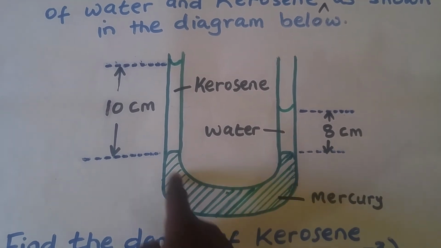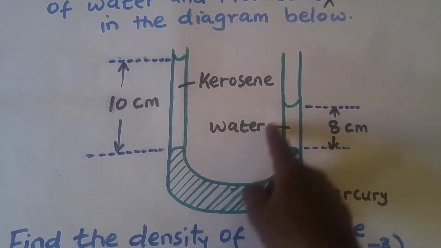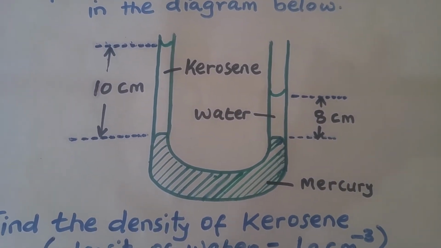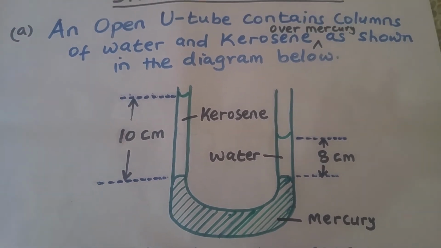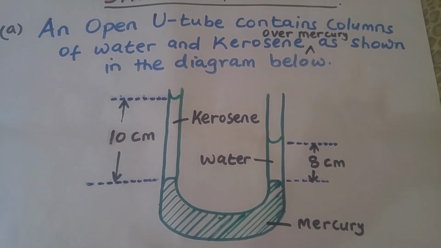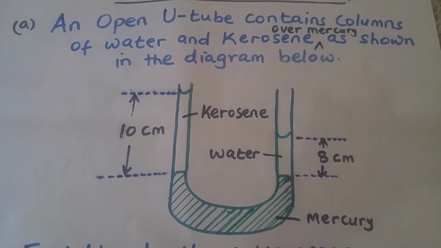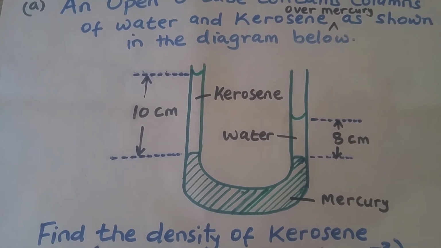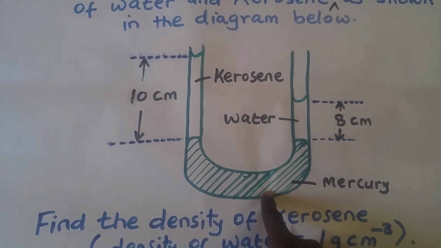What is the purpose of having mercury here? Because without this mercury, this water will mix with what? Kerosene. And we know that water and kerosene are miscible liquids. Remember that chemistry? Liquids which can mix. So when kerosene mixes with the water, you will not know which one is water and which one is the kerosene. So for that reason, to separate them, you first pour mercury.